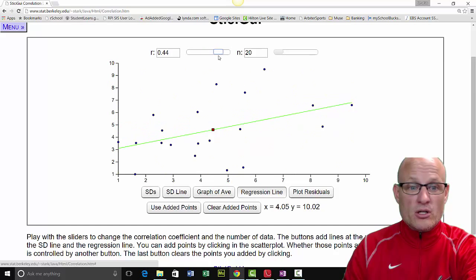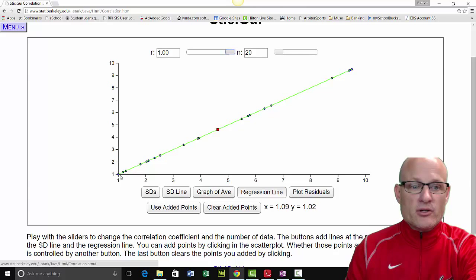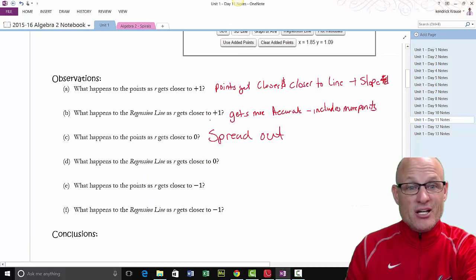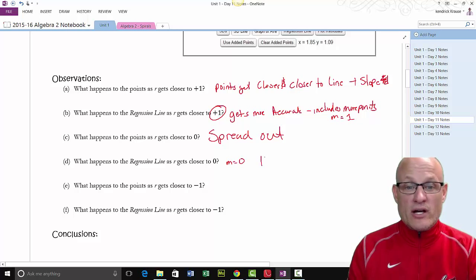And as I get closer to 1, what's my slope going to be approximately? Over 2, up 2, over 2, up 2, over. So we went out 10 and we went up 10. Slope of 1. So as my regression line gets closer to 1, my slope goes to about 1. As it gets closer to 0, my slope gets to be about 0. It becomes a horizontal line.